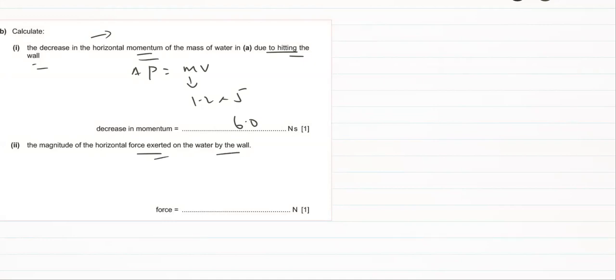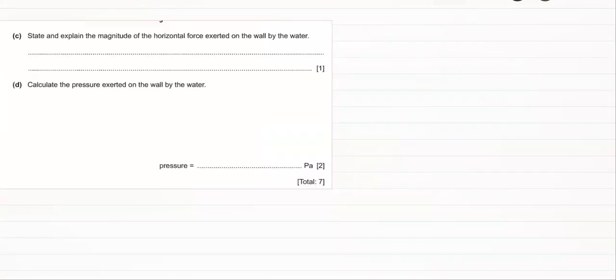Magnitude of the horizontal force exerted on the water, right? Change of momentum gives 3.8. State and explain the magnitude of the horizontal force exerted on the wall by the water. If you recall Newton's third law, which states the same and opposite reaction, so 3.8.